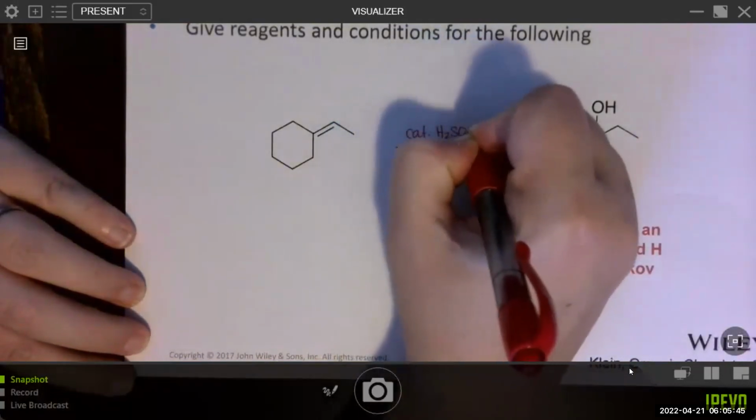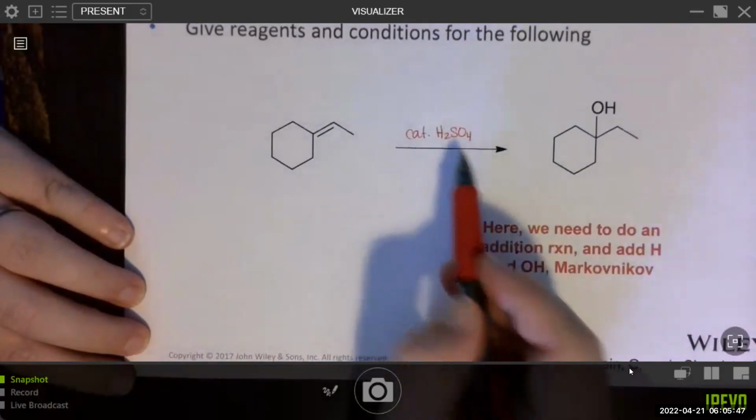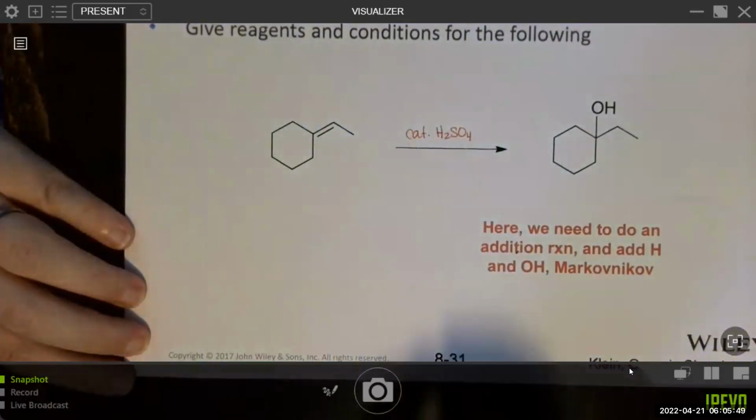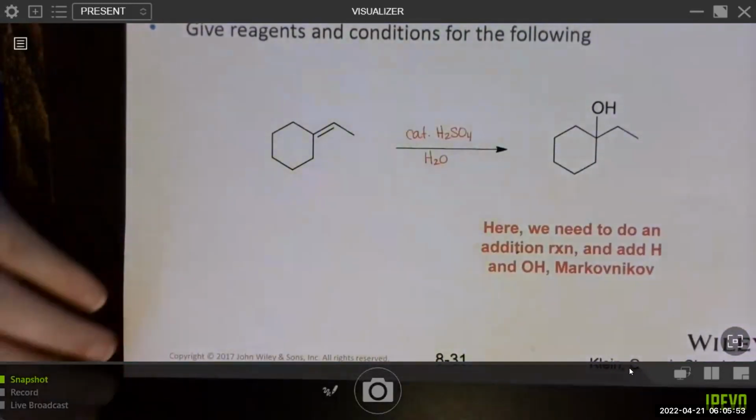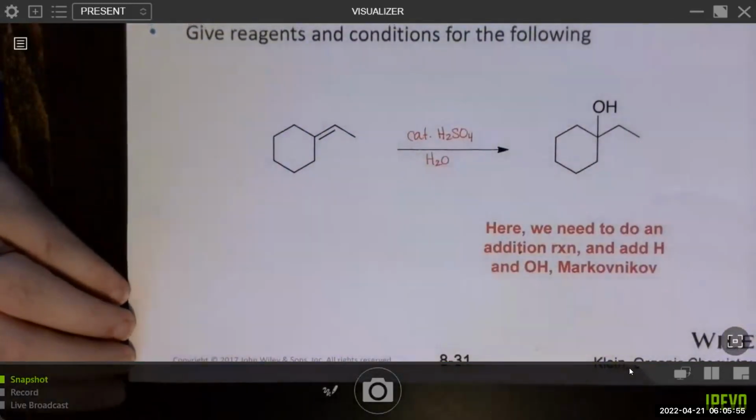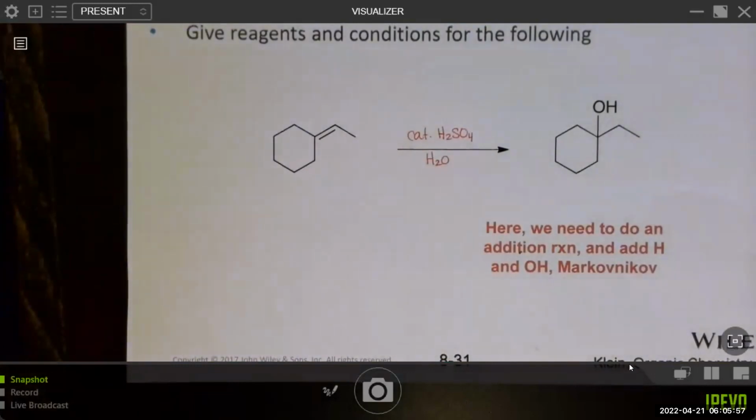Sometimes people also just write H2SO4 with brackets around it, which also means catalytic H2SO4. And that will always be an aqueous solution. So whether or not water is mentioned, we know that it is present in the reaction.